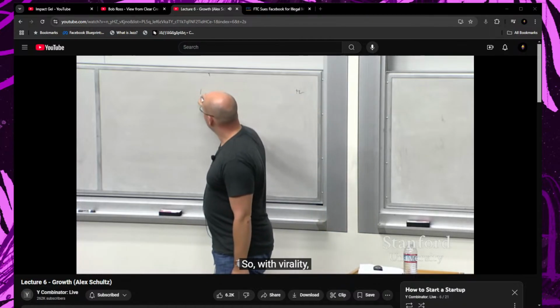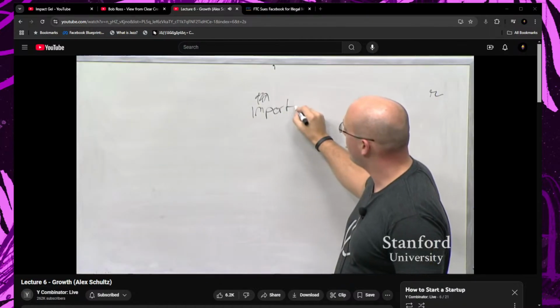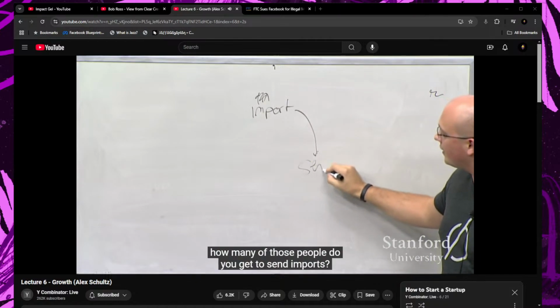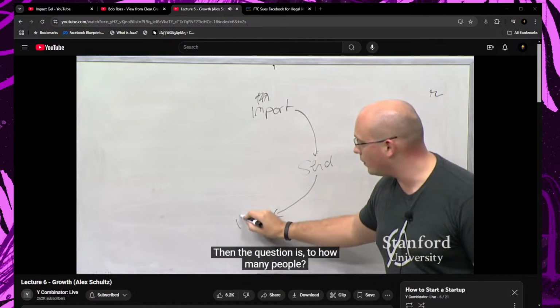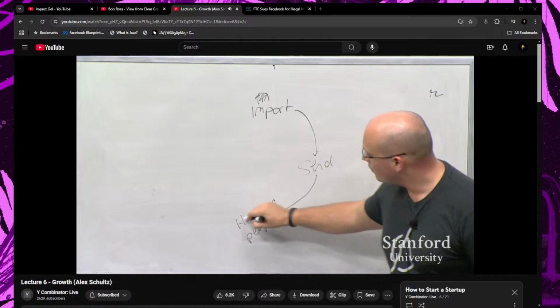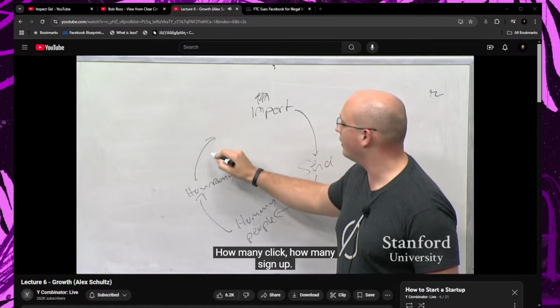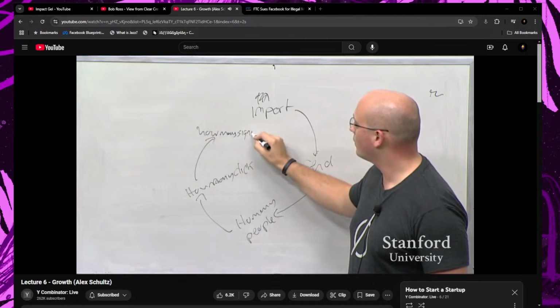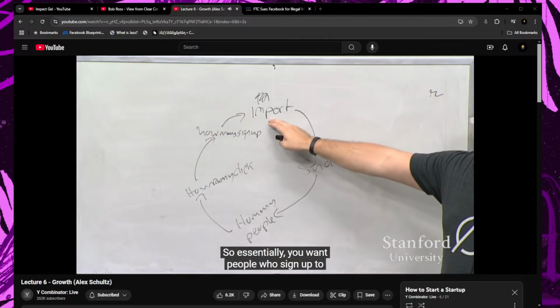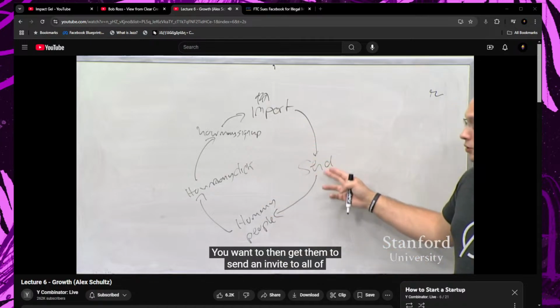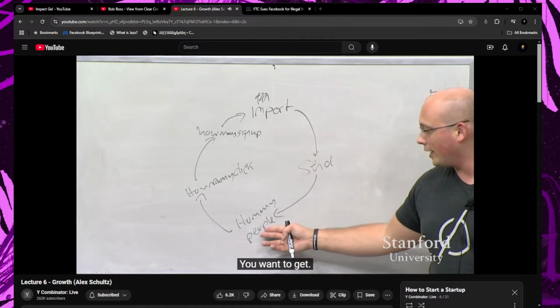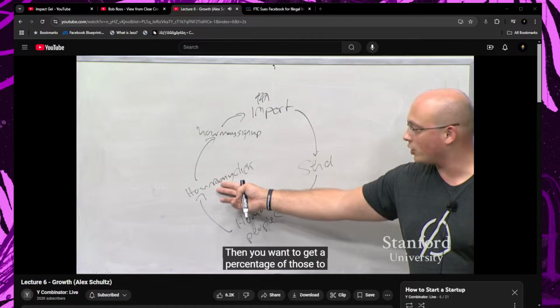So with virality, you get someone to do a contact import, let's say. Then the question is, how many of those people do you get to send invites? Then, to how many people? Then how many click? And you can put extra steps in this: how many open, how many click, how many sign up, and then how many of those import. Essentially, you want people who sign up to your site to import their contacts. You want to then get them to send an invite to all of those contacts, not just one of them. Then you want a percentage of those to click and a percentage of those to sign up.